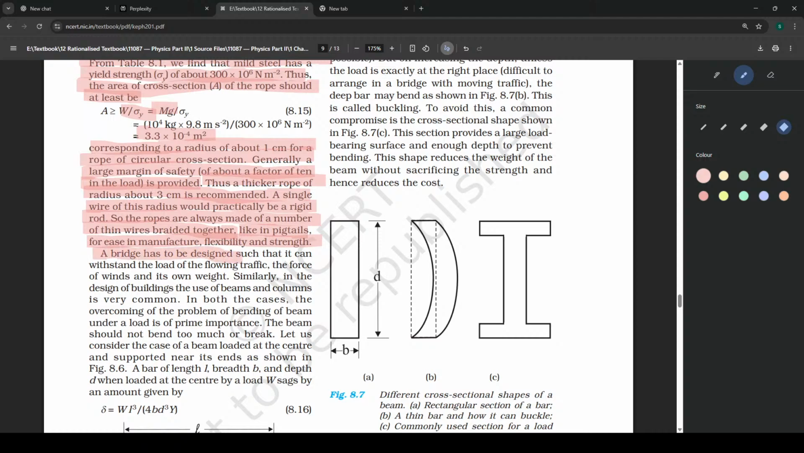A bridge has to be designed such that it can withstand the load of flowing traffic, the force of winds, and its own weight. Okay, we need to design a bridge. It needs to withstand the load of the cars, vehicles, everything, the flowing traffic. Second, it needs to withstand its own weight. Obviously, it should not fall down from its own weight. That is the first thing. Second, it should withstand all the traffic. Third, it should not fall for wind. Any kind of wind should not bring down the bridge.